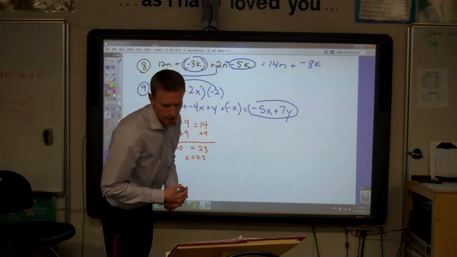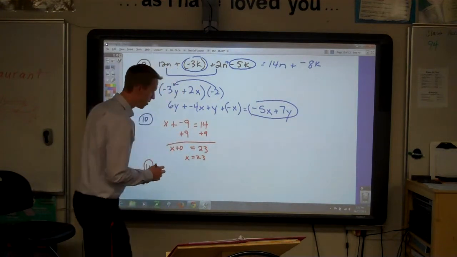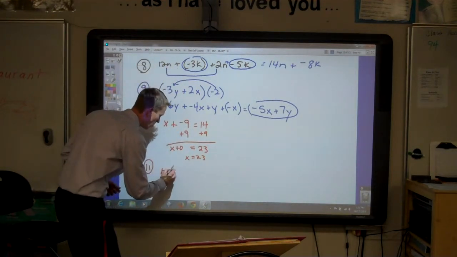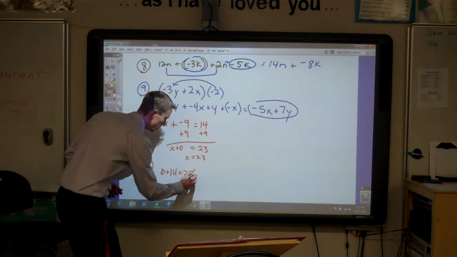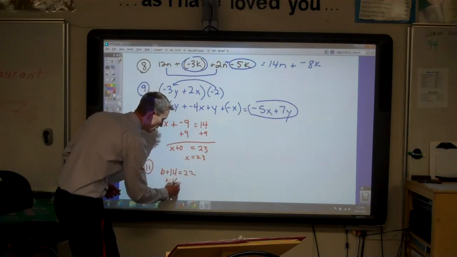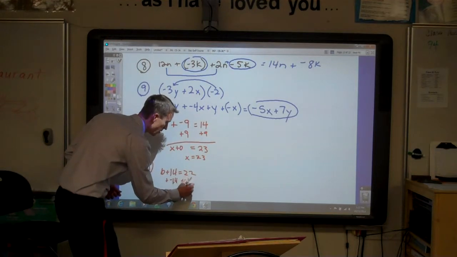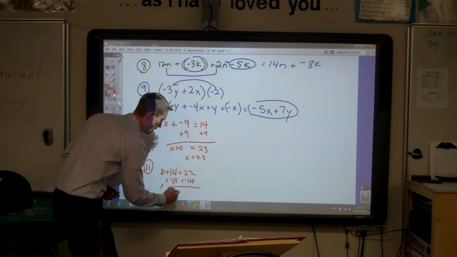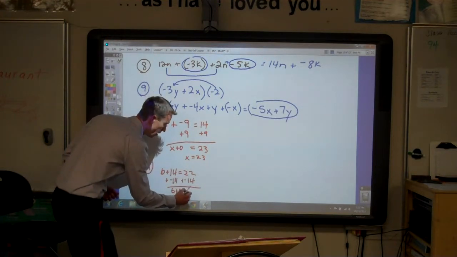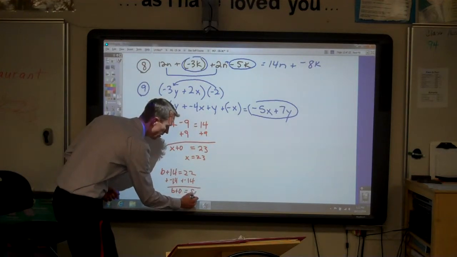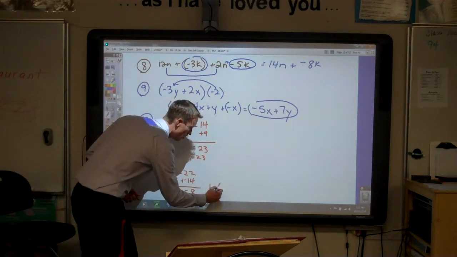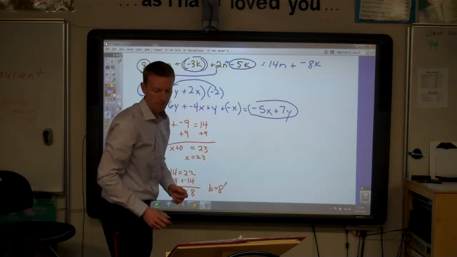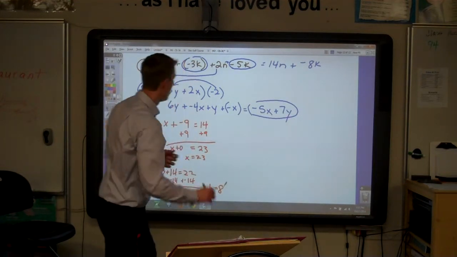This one is b plus 14 equals 22. Add negative 14 to both sides. b plus 0 equals 8. That proves b equals 8. Number 12.